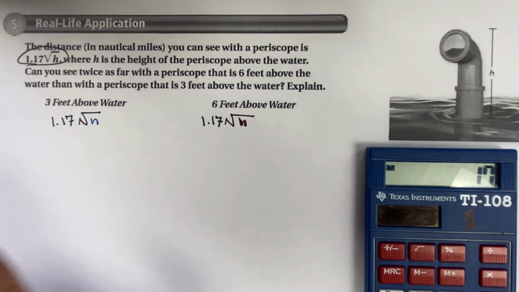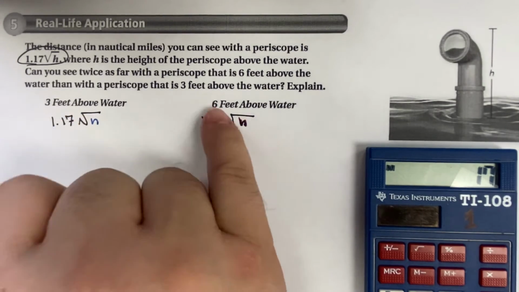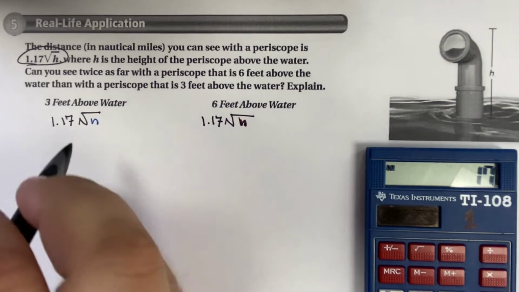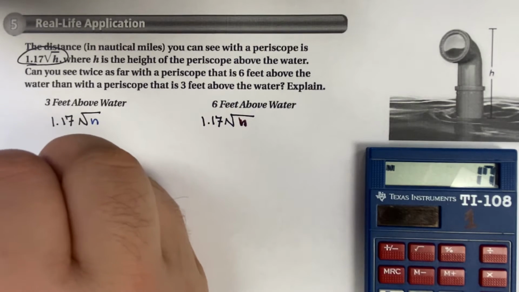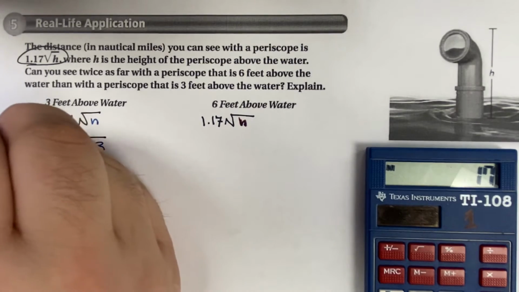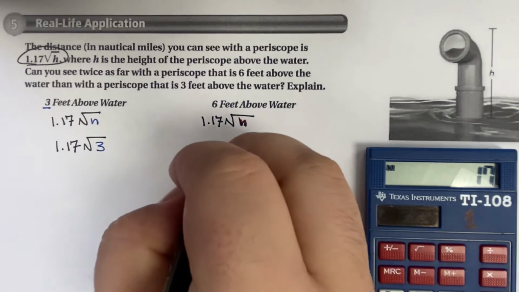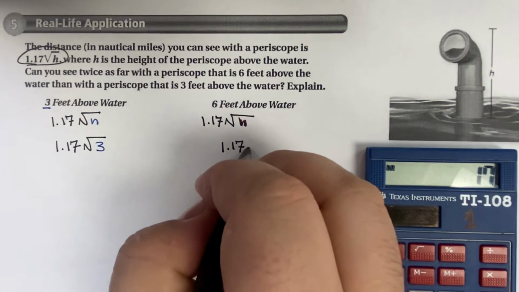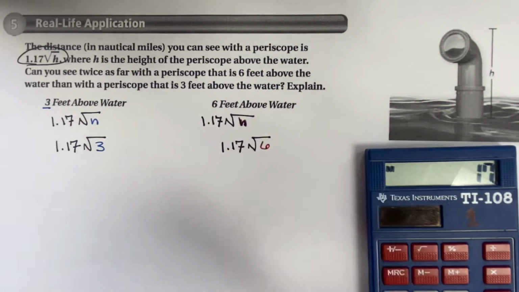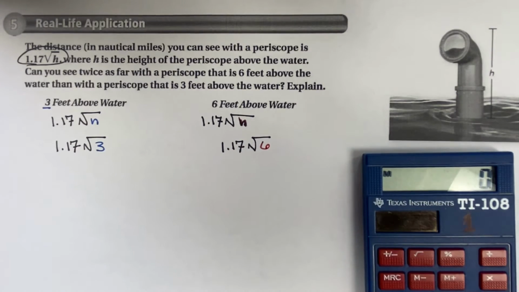Now, we don't have to set up a proportion, do things like that. We can compare them otherwise, but using the word proportional is going to be key in our answers, because that's what it's asking. If I double how far I go up, do I double how far I see? All right, I'm going to work on solving this. 1.17 times the square root of 3, because of the number right there. And over here, it's 1.17 times the square root of 6. So I've got to go through and solve this.